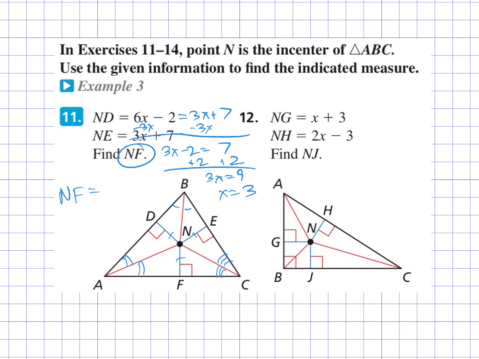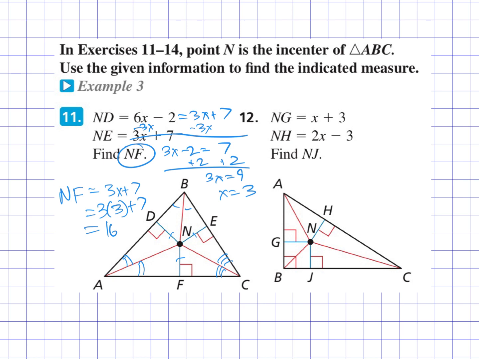NF is the distance. So we got to plug 3 in. So all three of these are the same, NF, NE, and ND. So just plug 3 in for one of those. So we'll say it's the same as NE, which is 3x plus 7. So 3 times 3 plus 7 is 9 plus 7 is 16. So the answer is 16.